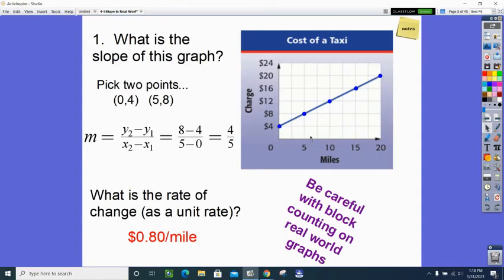But what you really have to be careful is a lot of people will just look at the points and let's say, oh, rise over run, 1 over 2. You have to be careful when block counting. This is not $1. This is $4. So every block going up is 4. Every block going across is actually 2.5 miles. 2 of them would be 5. So do you see the 4 over 5? A lot of people would make a mistake on this, just go, oh, it's 1 over 2. You've got to be careful and look at your units.